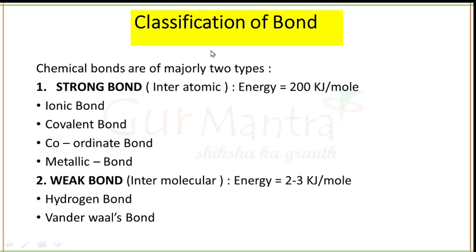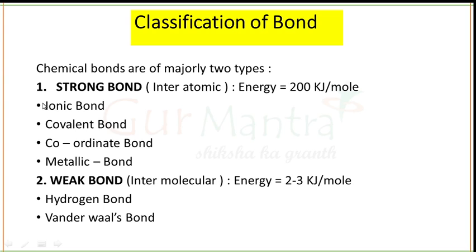Now, the classification of bond. Basically, chemical bonds are majorly of two types. Number 1 is strong bond, which has the energy of 200 kilojoules per mole, while weak bond, which is intermolecular, has the energy of 2 to 3 kilojoule per mole. You have to remember the energy of strong bond and energy of weak bond.